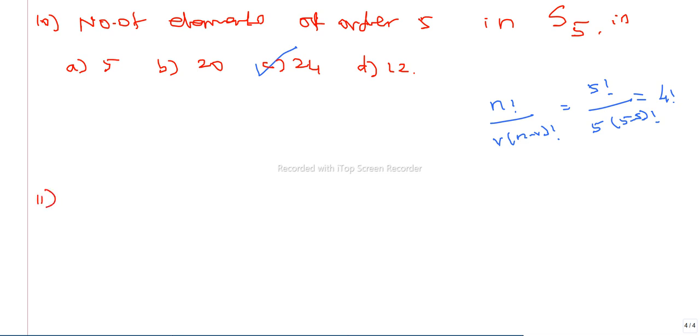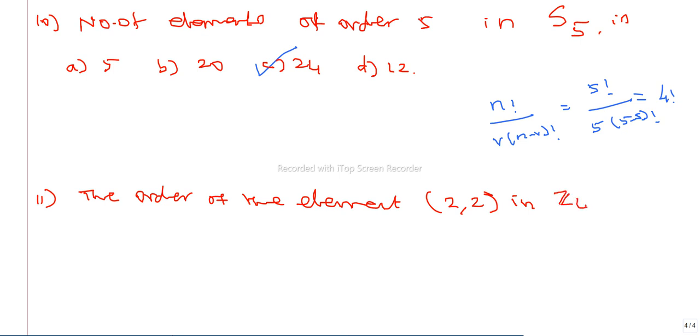So the next question: what is the order of the element (2, 2), the ordered pair (2, 2), in the Cartesian product of groups Z4 cross Z6? The first option is 2, then 6, 4 and then 12. So what is the answer?